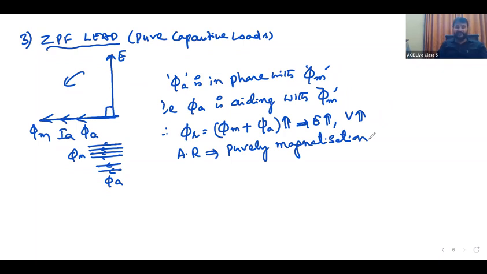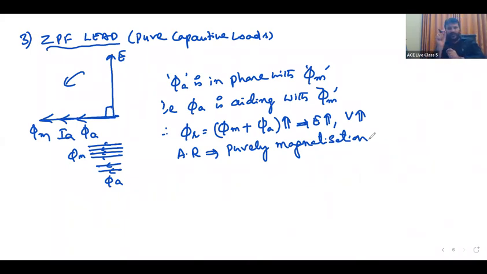Why? Because net flux is increasing. When net flux is increasing, it is said to be purely magnetization. Similarly, when an alternator is connected with the load, as load increases, armature flux and main field flux are both increasing, net flux increasing, net voltage increasing.